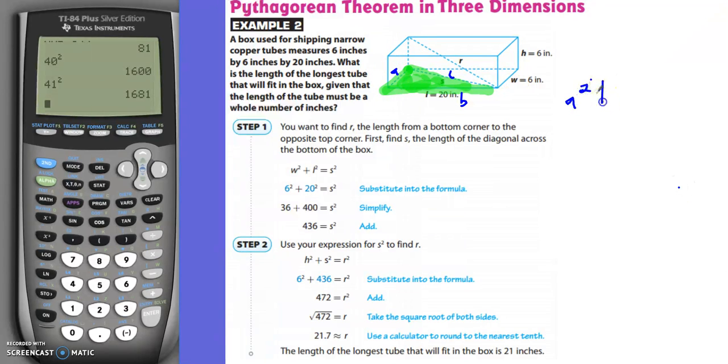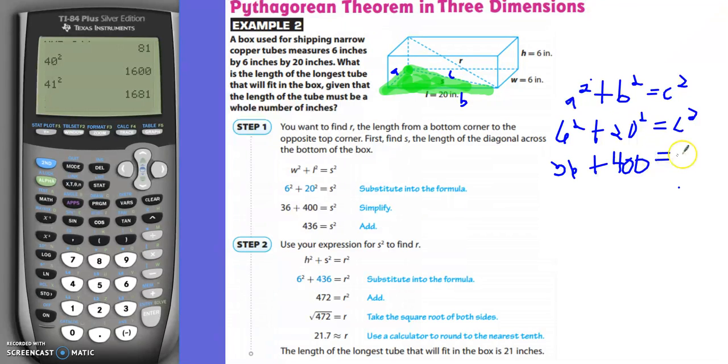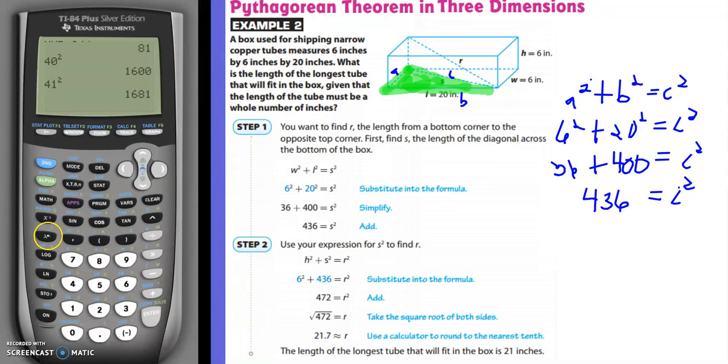So A squared plus B squared equals C squared. We have 6 squared plus 20 squared equals C squared. That's going to be the hypotenuse for this. 6 squared is 36. 20 squared is 400. We have 436. Take the square root of 436. And we get about 20.9.